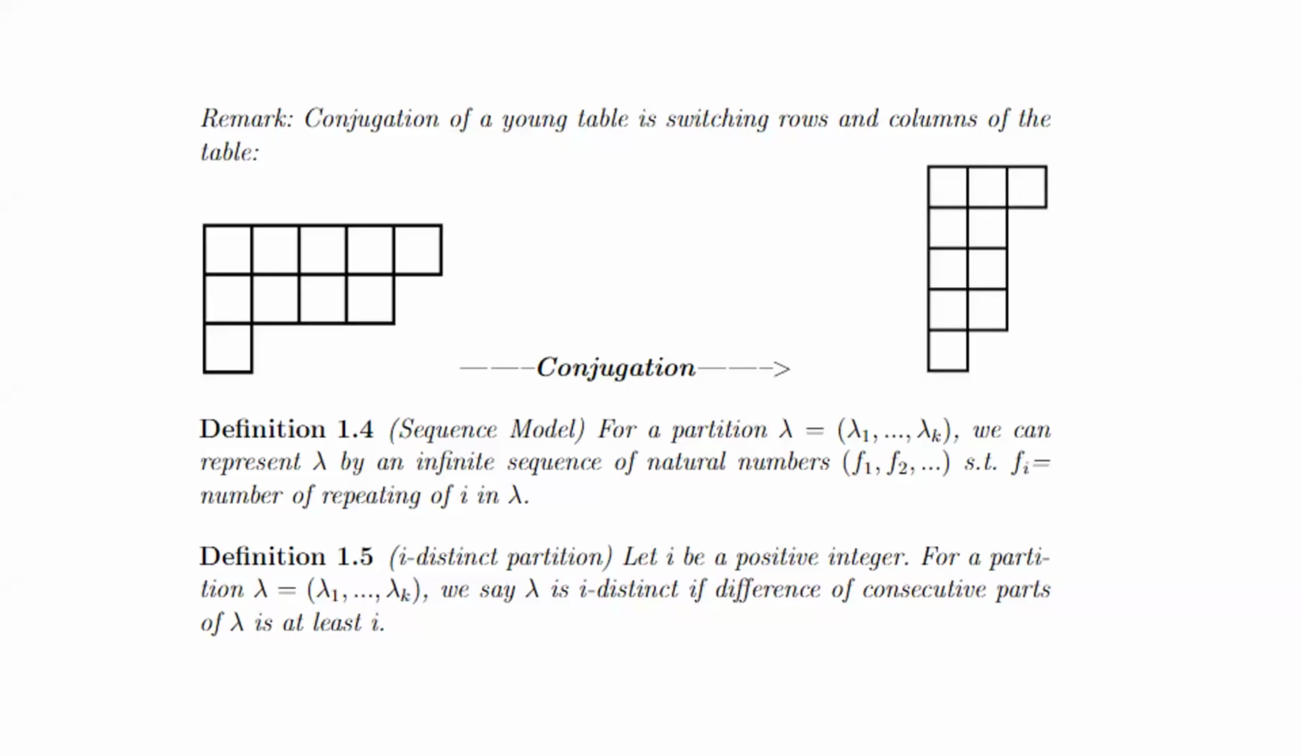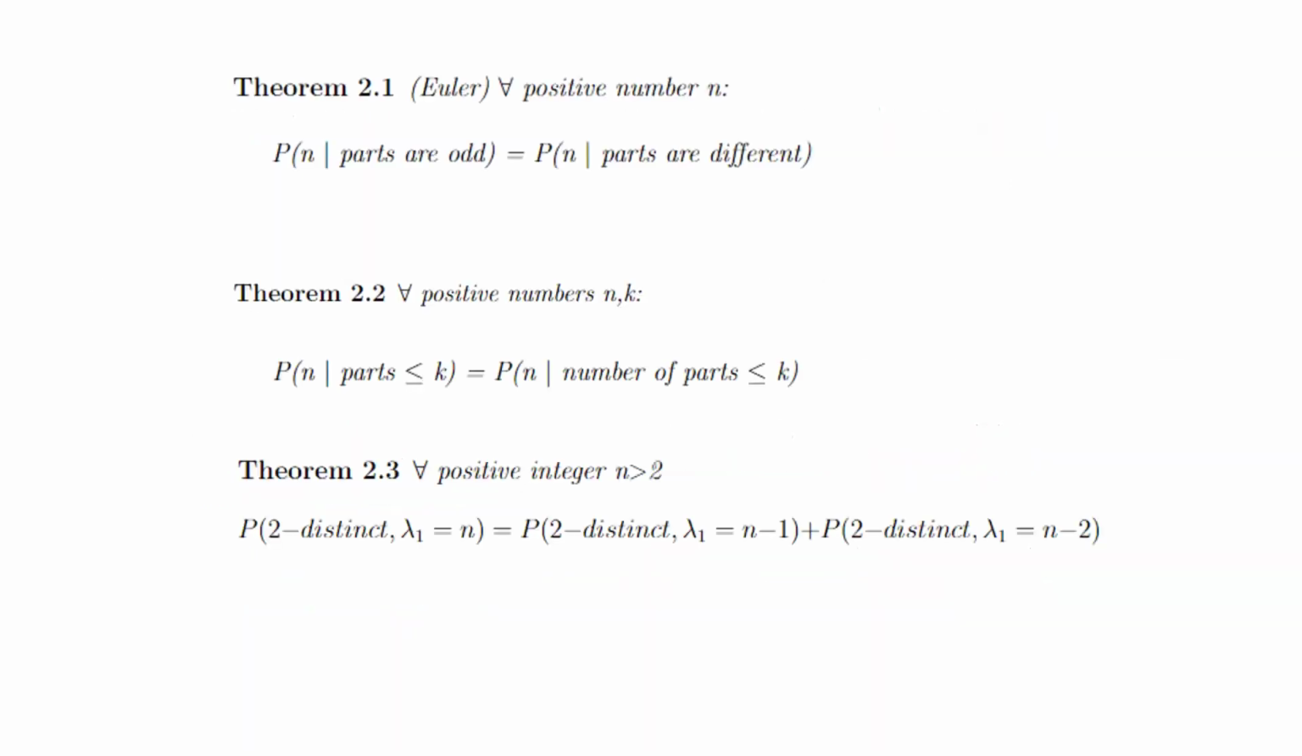Two distinct partitions means parts are differing by at least 2. Okay, let's continue. Some important theorems. Euler's theorem, theorem 2.1, is the most important theorem in integer partitions, I guess, and the most popular one. The number of partitions of n such that parts are odd numbers is equal to the number of partitions of n such that parts are different.